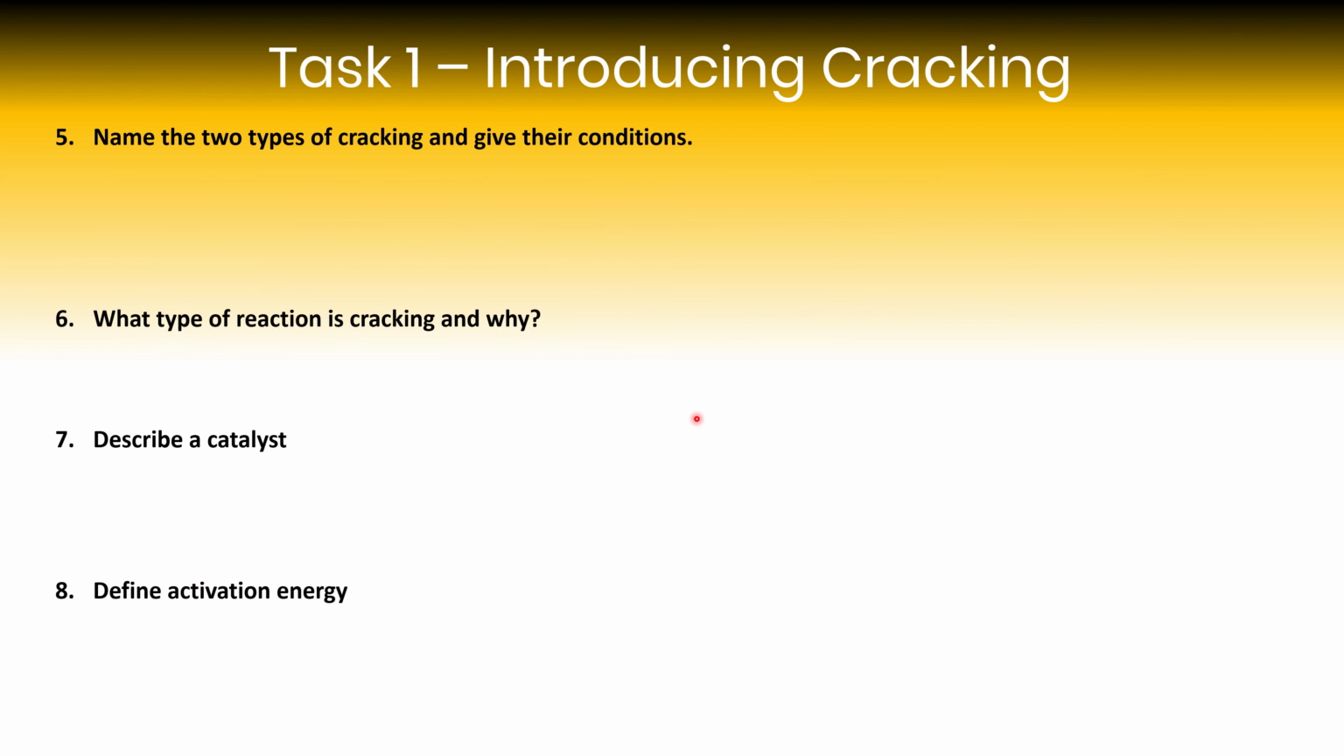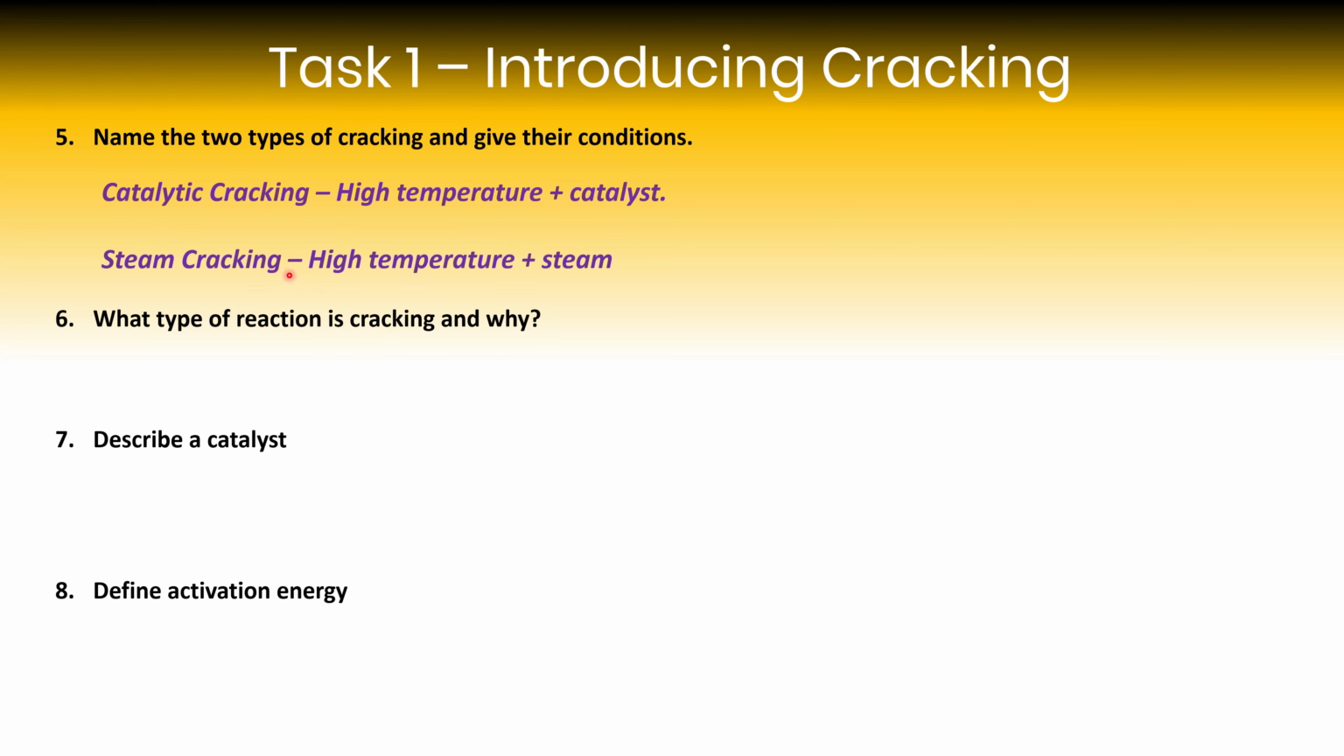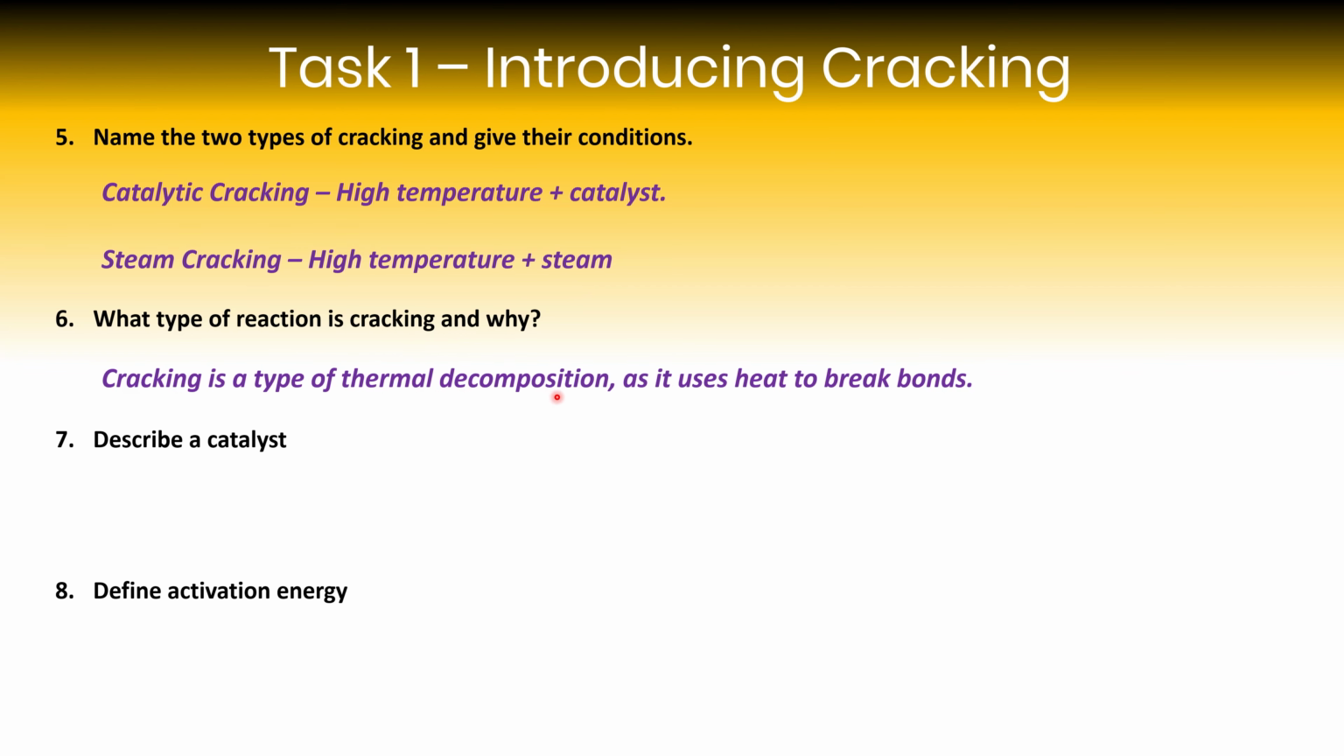Some more questions for you now. Pause the video, attempt, and then come back. So the two types of cracking and their conditions. The first type of cracking is called catalytic cracking, and it uses a high temperature and a catalyst. The second type of cracking is called steam cracking, and it uses, again, a high temperature and steam. The type of reaction that cracking is, and an explanation for this, is that it's a thermal decomposition reaction as it uses heat to break the bonds. Remember, breaking the bonds in those long chains to form those short chain hydrocarbons.